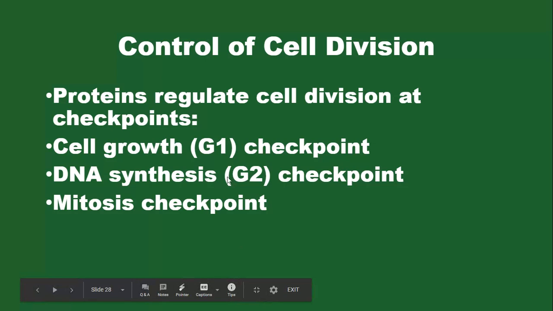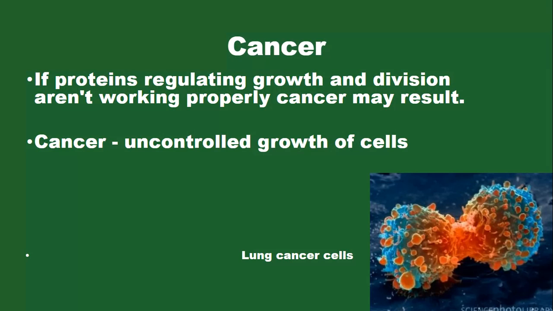When the DNA is synthesized in the G2, that's another checkpoint, and also in mitosis. If there's a problem with the cell and we start reproducing cells that are not healthy, or there's something wrong, maybe the DNA wasn't copied right, then this can result in cancer. And we could actually get uncontrolled growth of these cells that we don't want. And so here's a picture of actual lung cancer cells dividing, which is a problem because then they're going to make more and more.